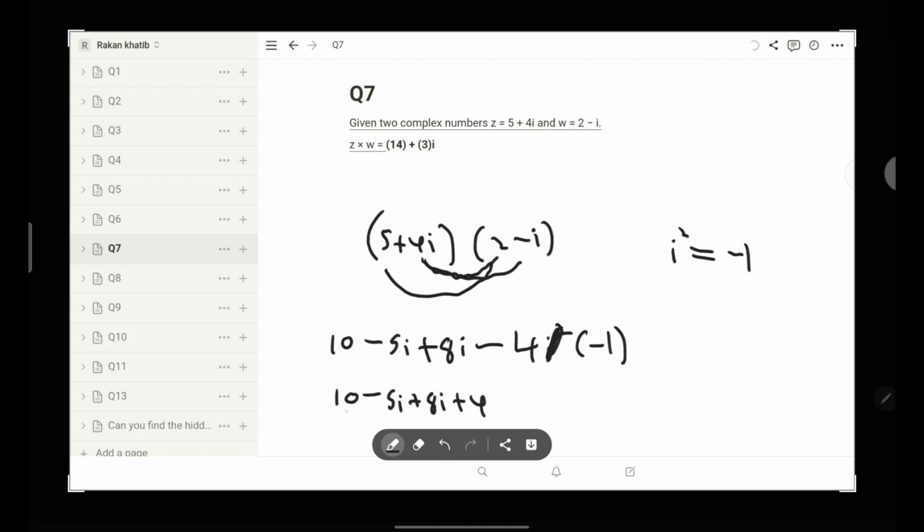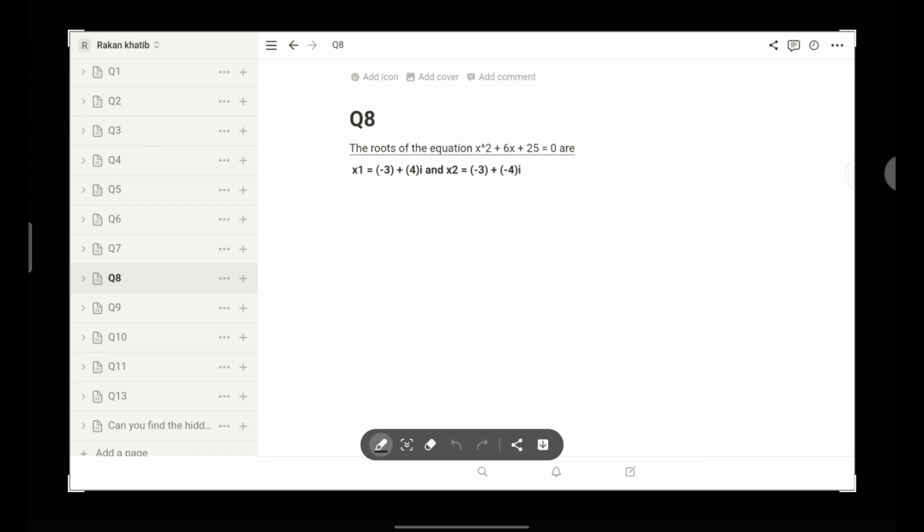So now we simplify 10 and 4, you get 14, minus 5 plus 8, you get 3, so plus 3. That's it, that's your answer. There's really not much to explain.